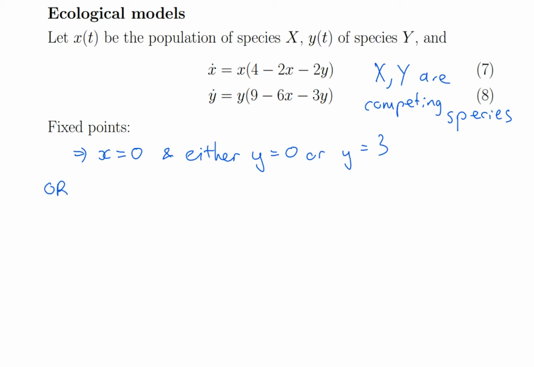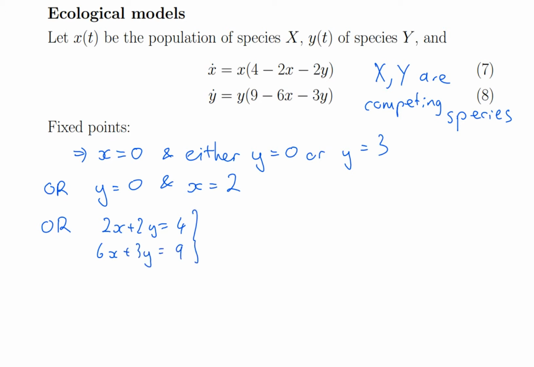Or if in the second one y equals 0, I already know that x equals 0 is a possibility. Plug that y equals 0 into the first equation, you get that you have another solution when x is 2. Or both of the second factors could be 0, which would mean that 2x plus 2y is 4, 6x plus 3y is 9, and the solution is x equals y equals 1. So altogether there are 4 fixed points.